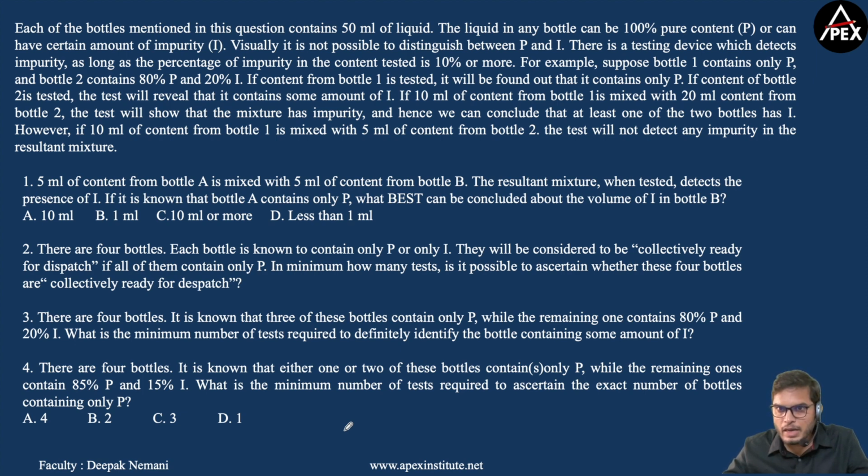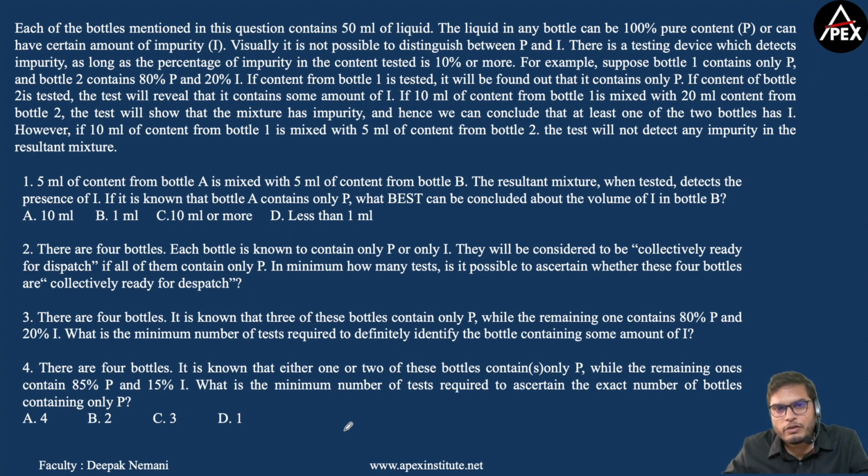10% or more. For example, suppose bottle 1 contains only P and bottle 2 contains 80% P and 20% I. If content from bottle 1 is tested, it will be found that it contains only P. If content from bottle 2 is tested, then the test will reveal that it contains some amount of I. If 10 ml of content from bottle 1 is mixed with 20 ml of content from bottle 2, the test will show that the mixture has impurity and hence we can conclude that at least one of the two bottles has I. However, if 10 ml of content from bottle 1 is mixed with 5 ml of content from bottle 2, the test will not detect any impurity in the resultant mixture, hence you cannot have a definite conclusion.